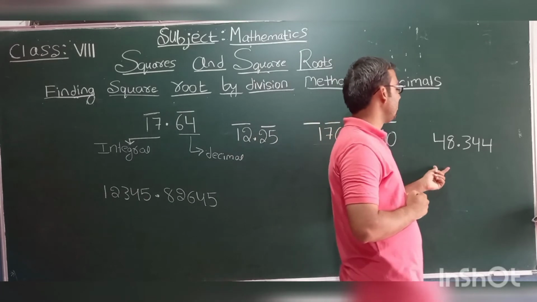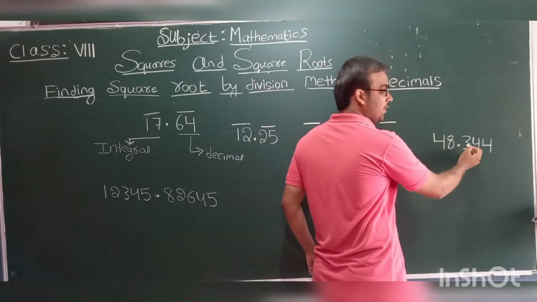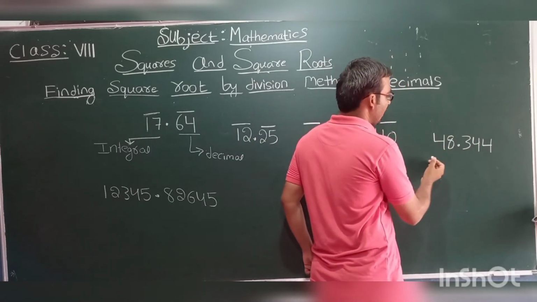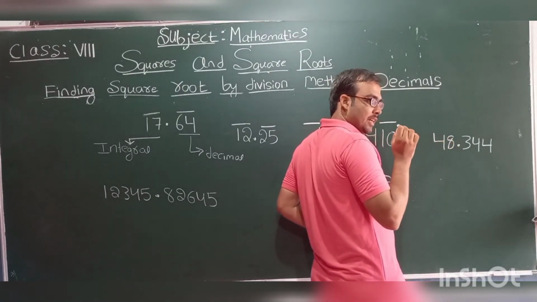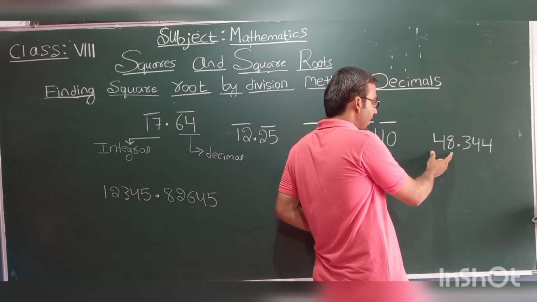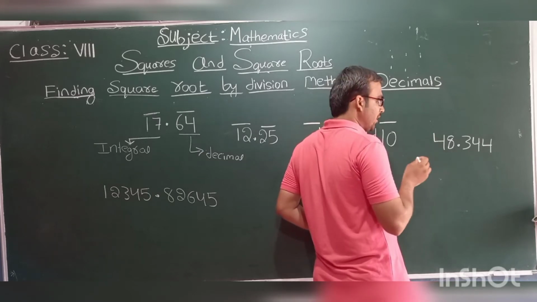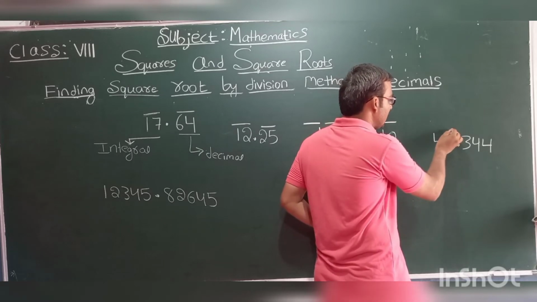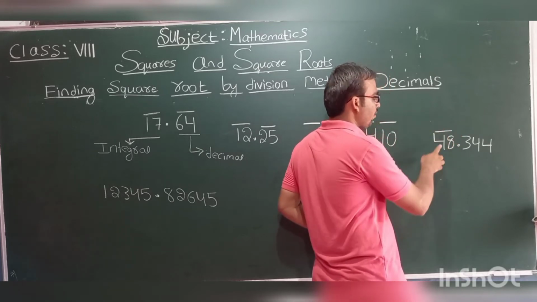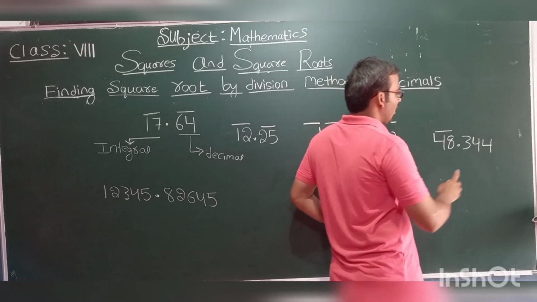Now come to here. 48.344 is there. Now how to place the bar? Starting from the last digit in the integral part, which is 8, you need to place a bar over every pair of numbers. I have placed a bar over 48. Now how to pair this?